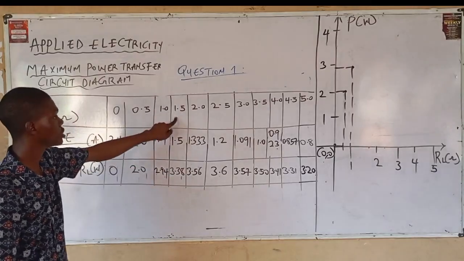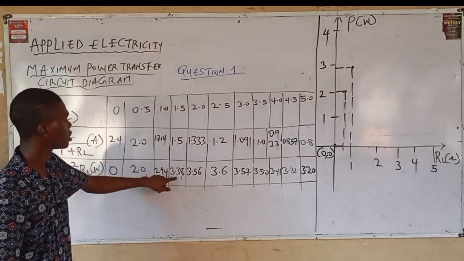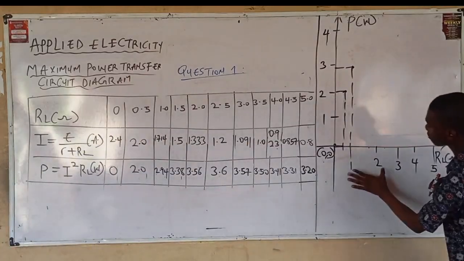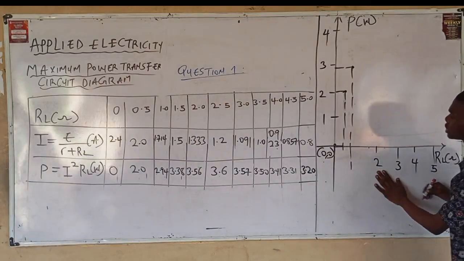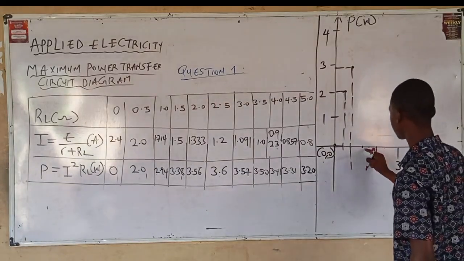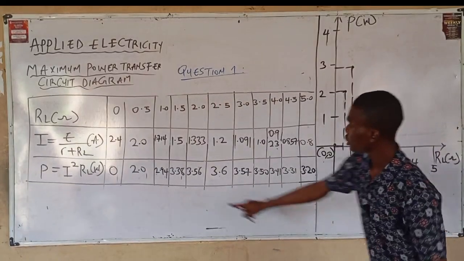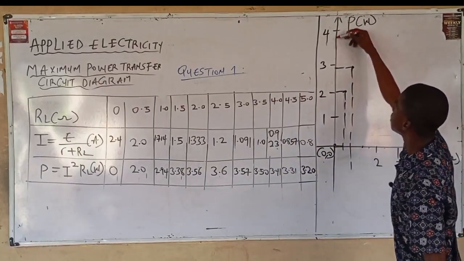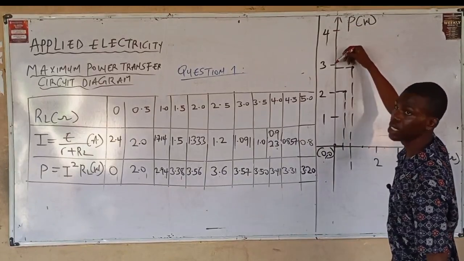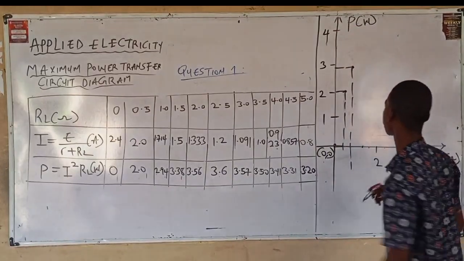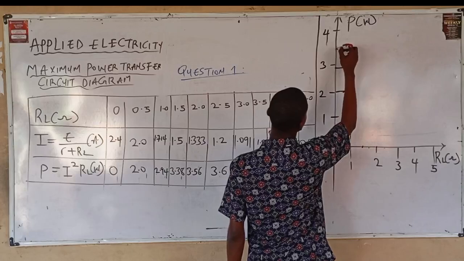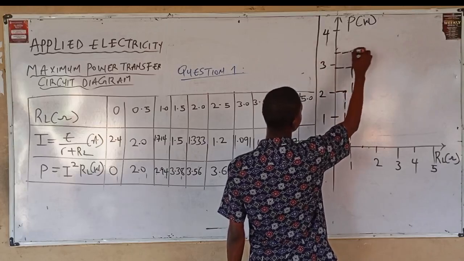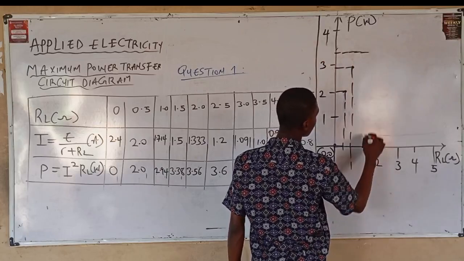Next up, I'm having 1.5 to 3.38. When my load resistor is 1.5, I'm having 3.38, meaning that 1.5 is in between 1 to 2, right? Let's say you have 1.5 somewhere around here, then 3.38. If this is 3, of course 3.38 will be somewhere around here, right? All right, let's say this is 3.38 and I'm having 1.5.